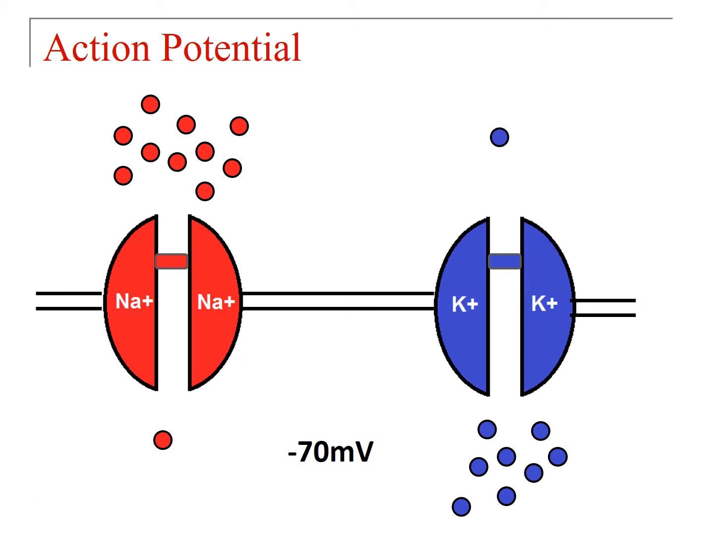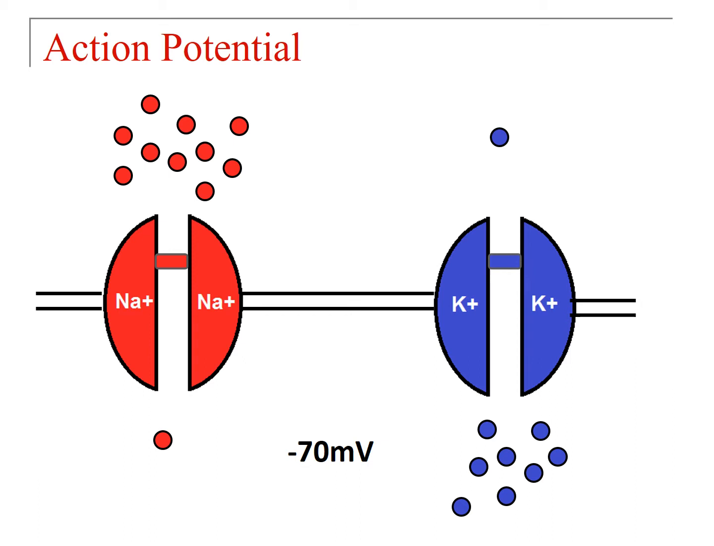And here you've got a negative charge on the inside, positive charge on the outside. And so these are called poles, and that means that this membrane can be said to be polarized. So right now there is a resting potential of negative 70 millivolts. That means that this membrane is polarized.